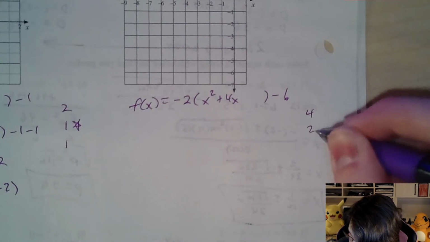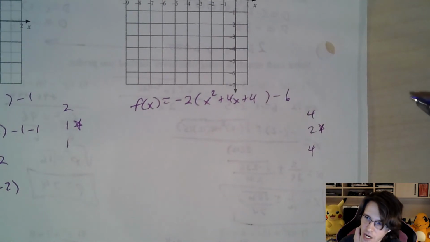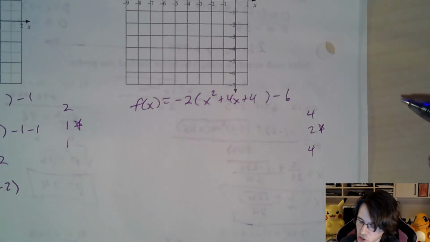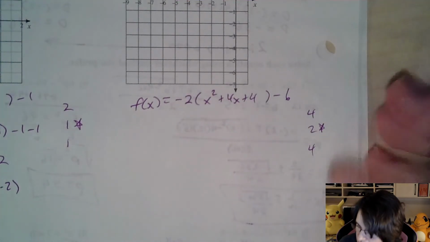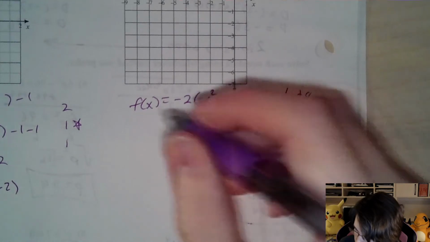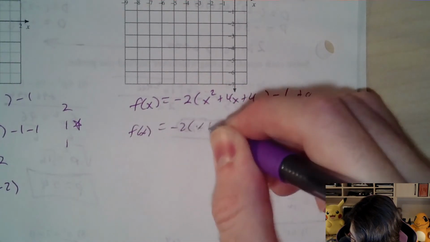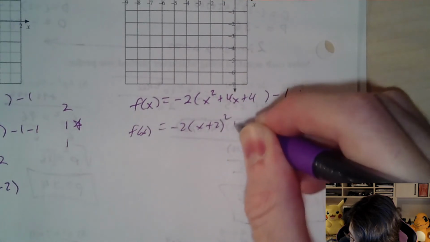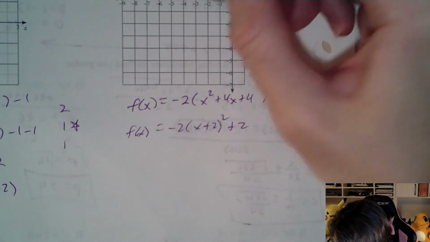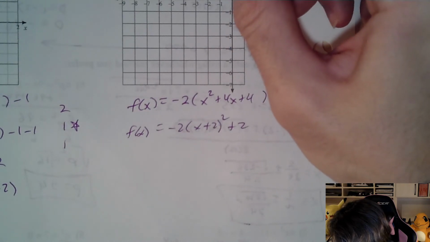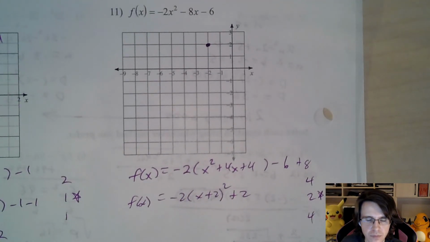We got 4, divide by 2, put a star and square it. So we're adding 4 here. But if you add 4 there, you also must subtract on the outside, but it is not actually adding 4. It's actually subtracting 8. So we have to add 8 over here. And we get f of x is equal to -2 times x plus 2 squared plus 2, which means that we have -2 comma +2 as our kind of starting value way up there.